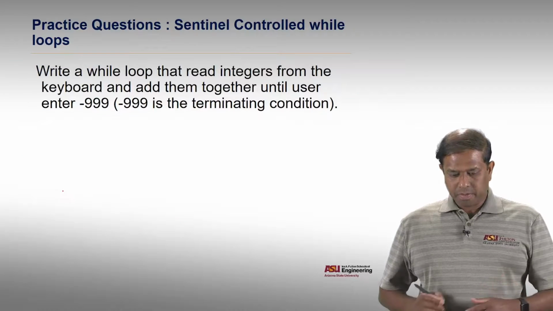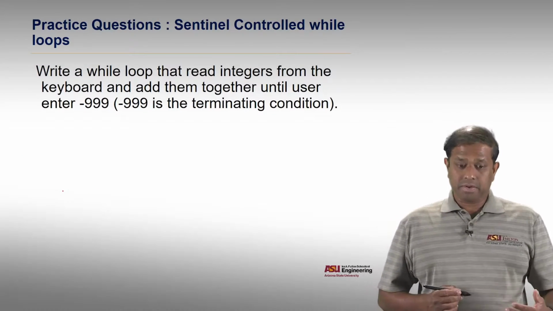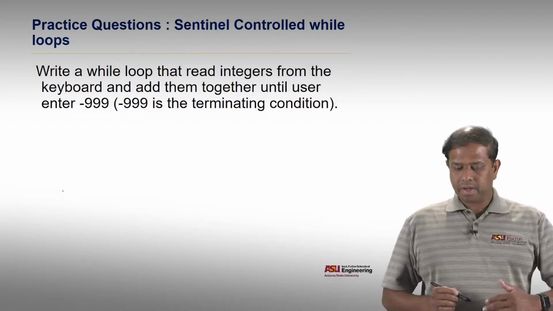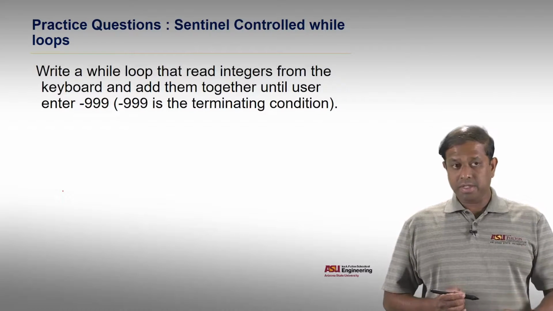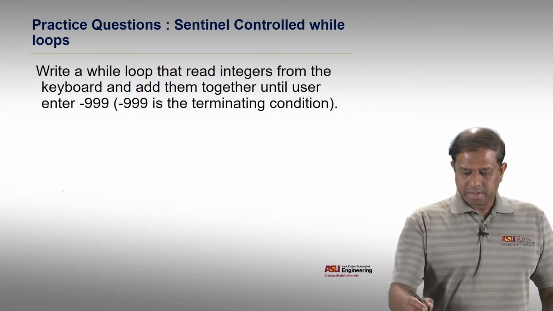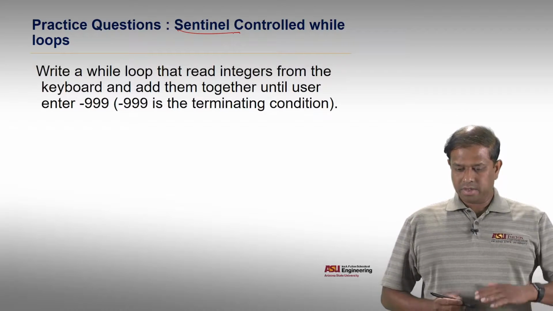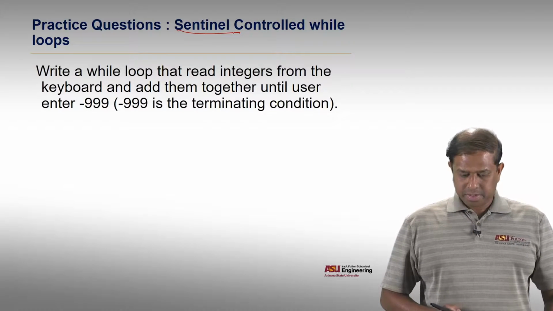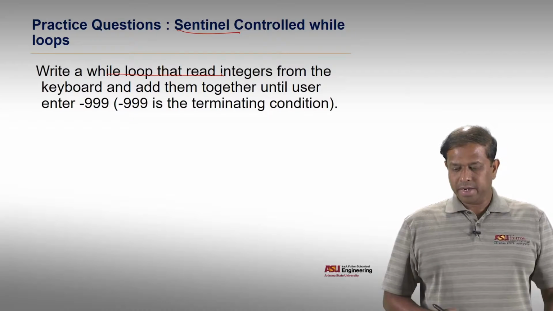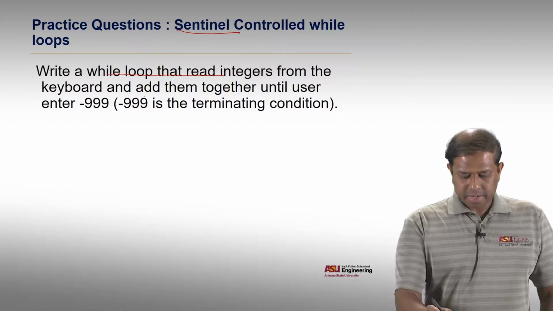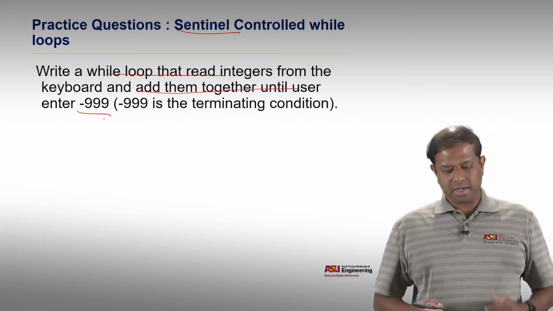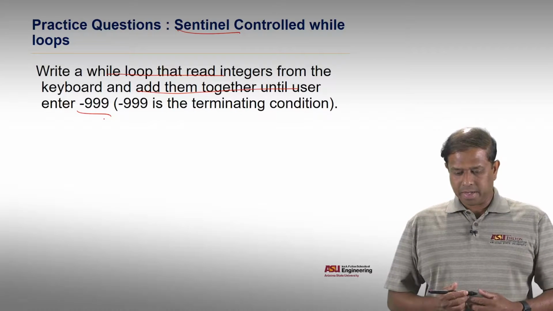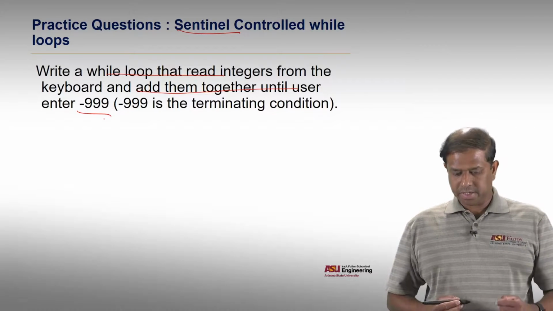Let's look at one more form of a while loop, in which we don't really know how many times we will be repeating, but we know exactly when we are stopping the repetitions, depending on certain conditions that happen, right? That kind of condition is called the sentinel. Using a sentinel value, we can determine when to stop. Suppose we want to write a while loop that reads integers from the keyboard and adds them together until the user enters -999, right? In that case we really don't know how many times we will be repeating, but we know when to terminate.